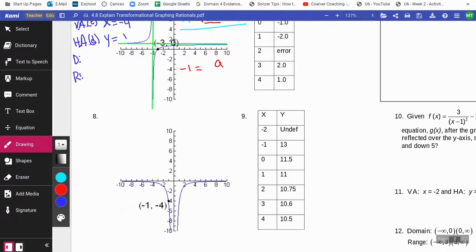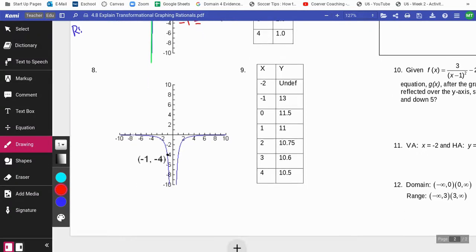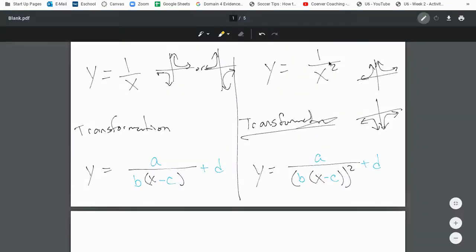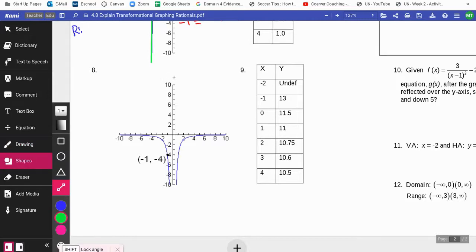All right, and then number 8. This one, both of them are in the bottom two quadrants, so that means I'm going to be dealing with this as its parent function. So this is where I'm going to start. We come back over here and same thing. We start with the VA and the HA. VA goes through there. HA goes through there.